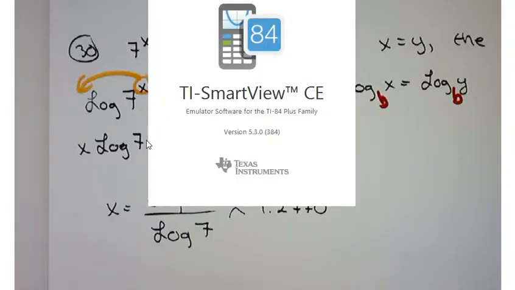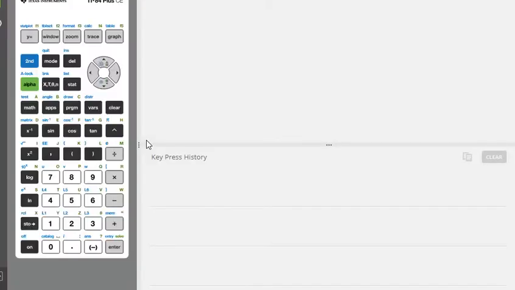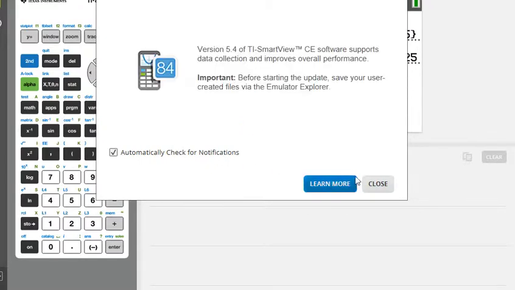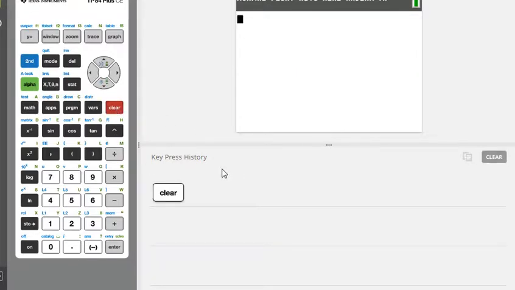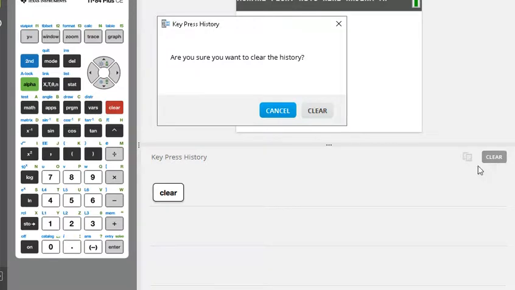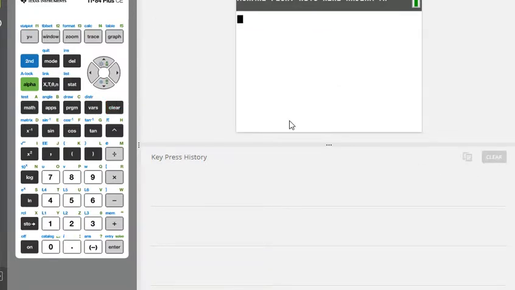There it is. It's starting up. So this will give you a better view of what we're doing. So let me clear this out here, and also clear this out. Yes, clear that out. Thank you.